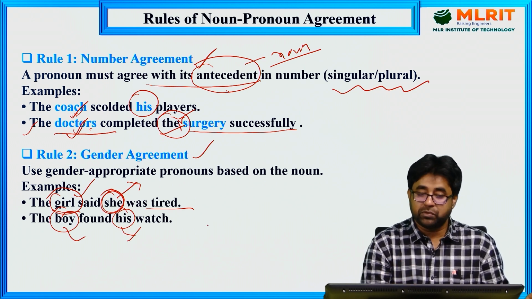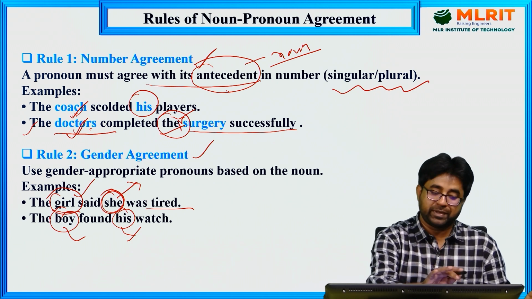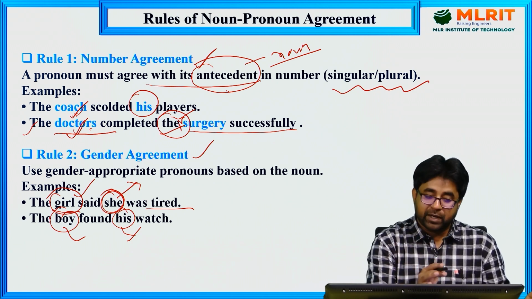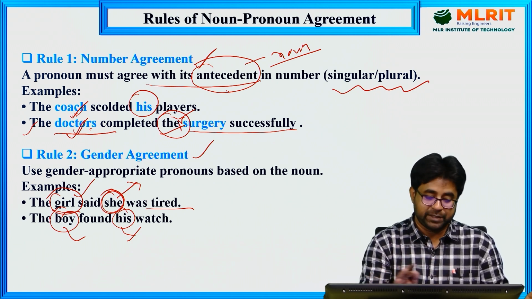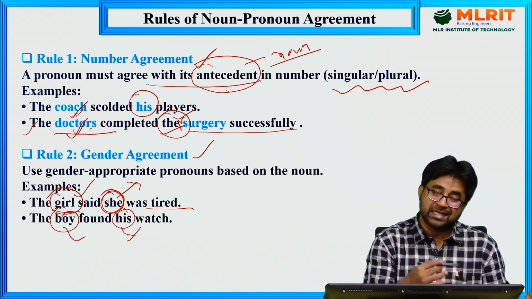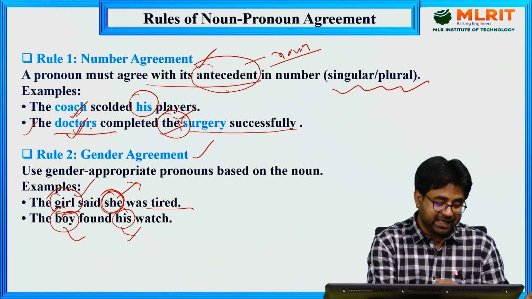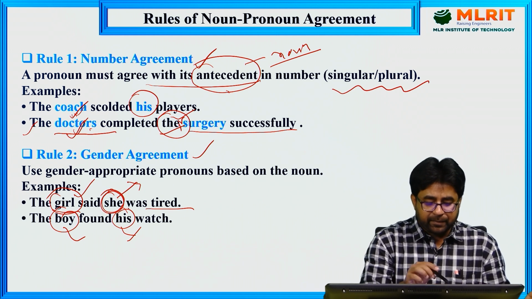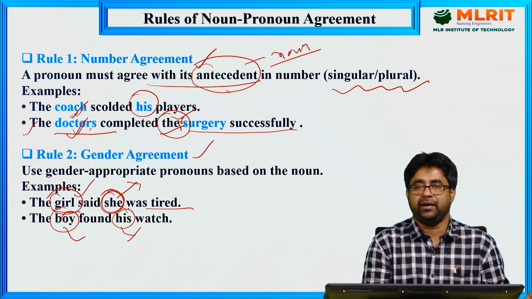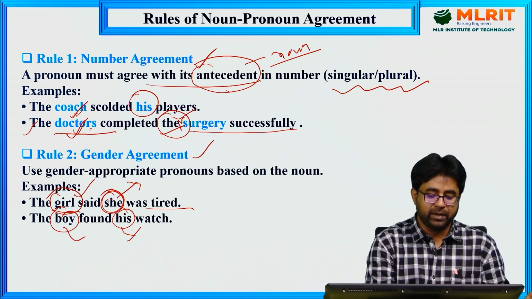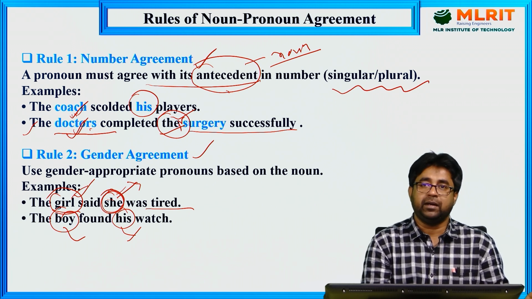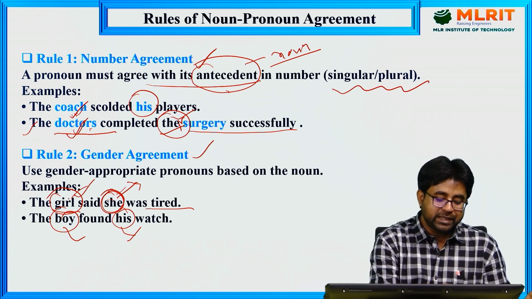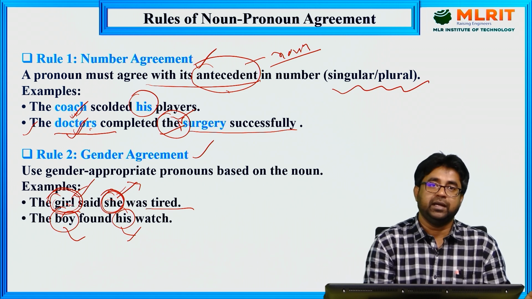So these first two rules are very basic rules. The first one is related to number. The number of noun and pronoun should be the same. They should agree with each other. And also the gender of noun and pronoun. Now let's say, you cannot say the girl said he was tired. You cannot use he here because then the gender would be different. The pronoun you are using is to refer to the same noun, this particular noun girl only, right?